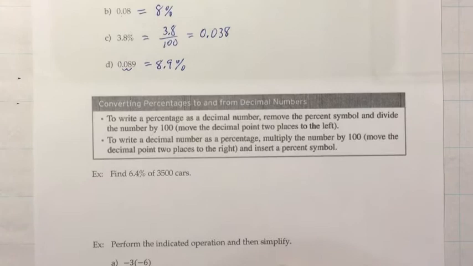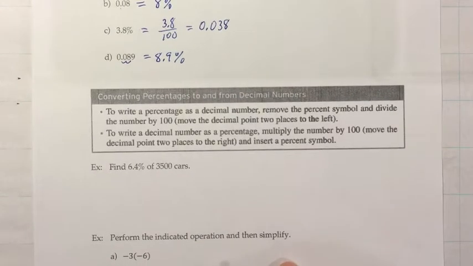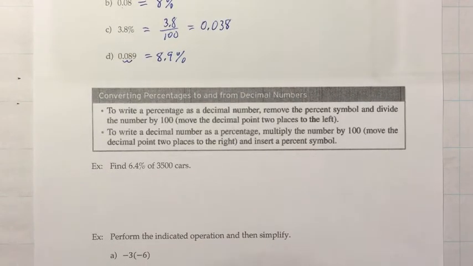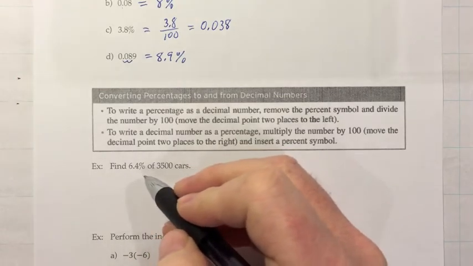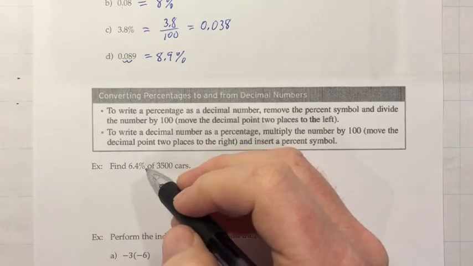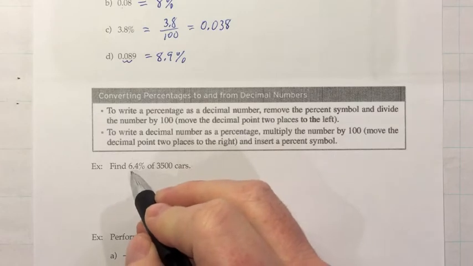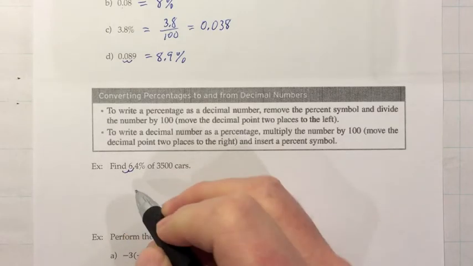All right. Let's see a quick example where we would use this skill. Find 6.4% of 3,500 cars. So what we want to do is just translate this statement. And when we do math with percentages, we tend to make them decimals first. So 6.4%, move that decimal 2 spots to the left.